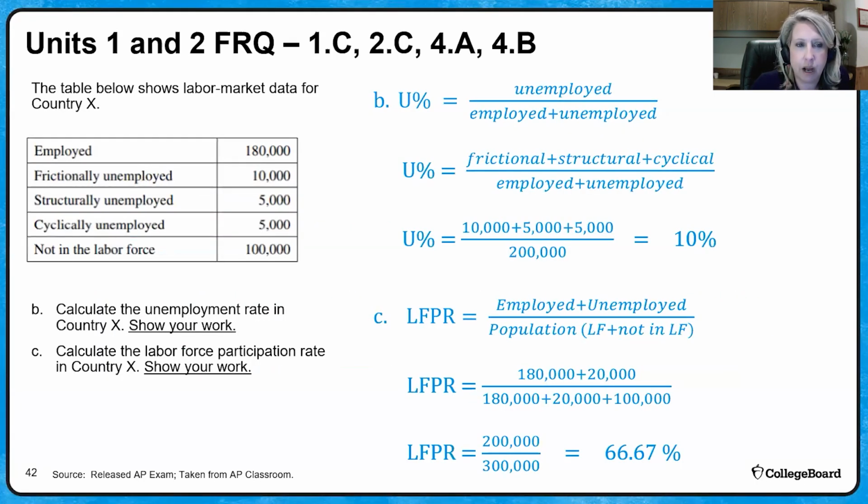Then we go into our unemployment. We're given some unemployment figures. We have to calculate the unemployment rate, which is 10%. And we also have to calculate the labor force participation rate, which in this case is 66.67%. And again, simple math, right? We would reduce that down to 2/3 to get 66.67.